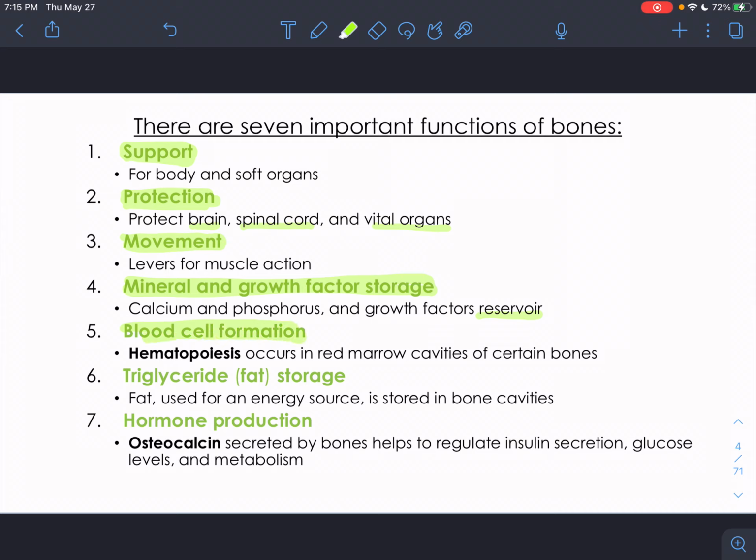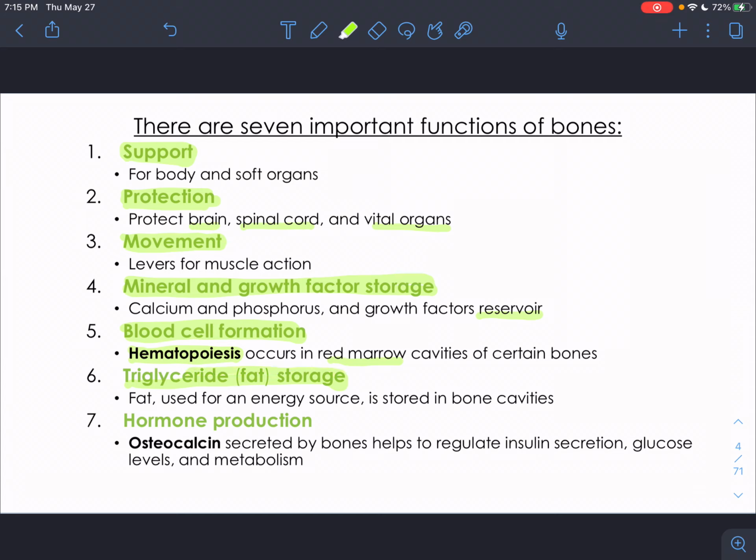Blood cell formation actually happens within your bones. So the process of blood cell formation is called hematopoiesis. And it occurs in red bone marrow cavities, which are not in every bone, but in certain bones you're going to find red bone marrow. And the red bone marrow is responsible for hematopoiesis, or the making of red blood cells.